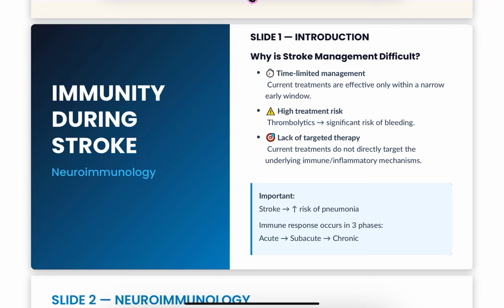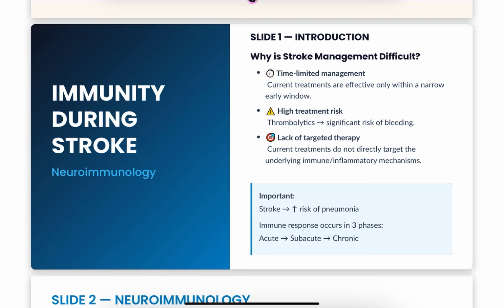And the last point that I want to discuss is that stroke doesn't just cause an immediate injury and then stop. The immune system continues to respond over time. So, for example, patients who have had a stroke also have an increased risk of pneumonia. And other than that, we need to organize the immune response into three phases in this lecture, which is the acute, subacute, and chronic.